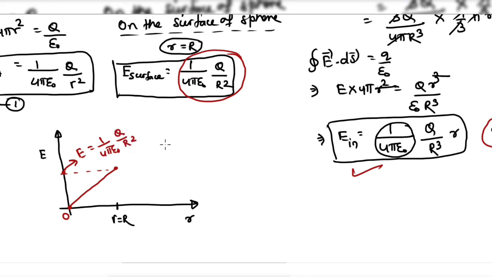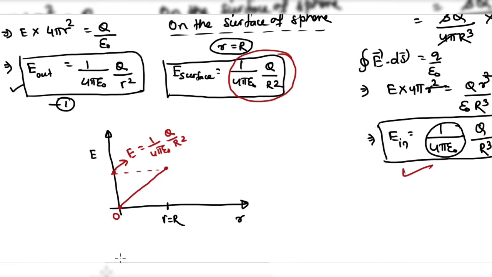And after that, when you go out of the sphere, then electric field will decrease, because this is the expression. With the increase in small r, electric field decreases according to the inverse square law of distance. So beyond the surface of the sphere, electric field decreases like this. So outside the sphere, electric field is inversely proportional to r square. So this is the graph between electric field versus the distance from the center due to a charged spherical non-conducting solid sphere.